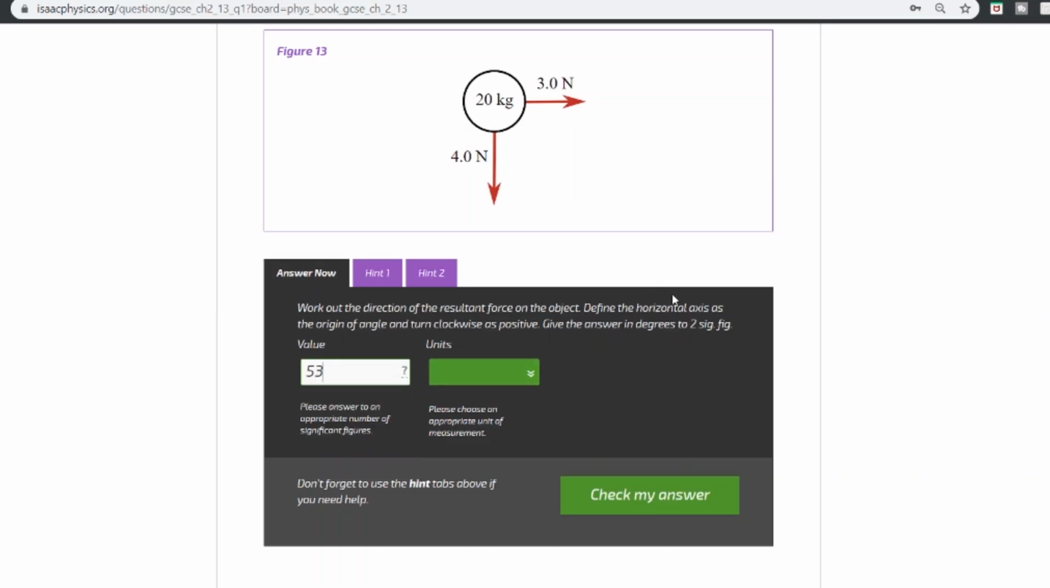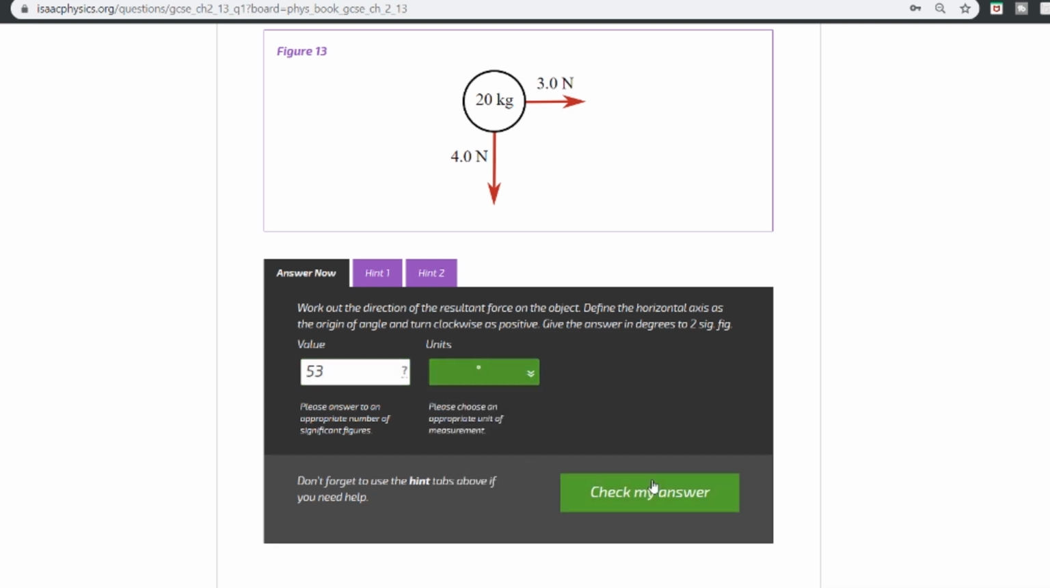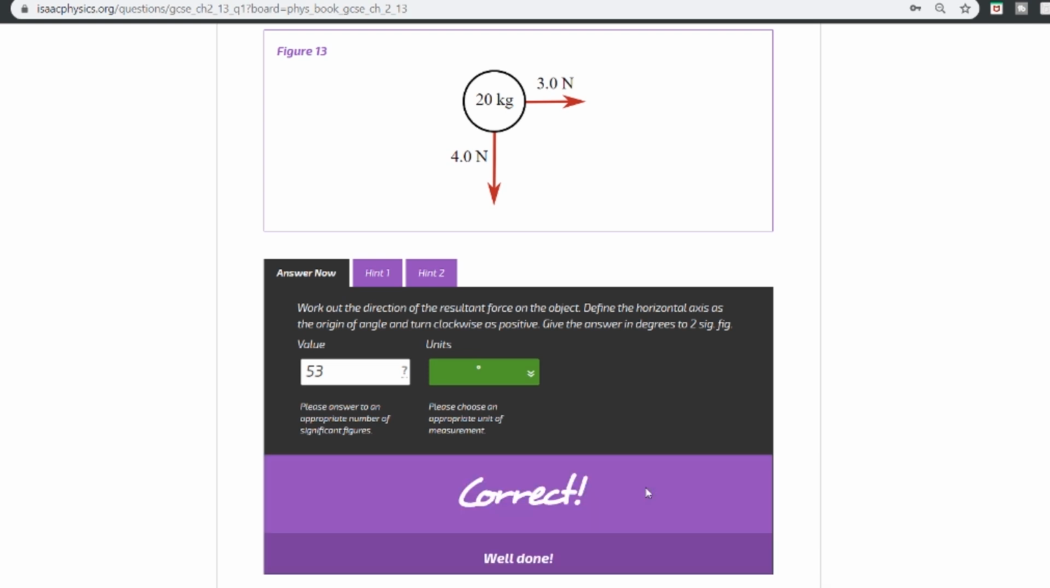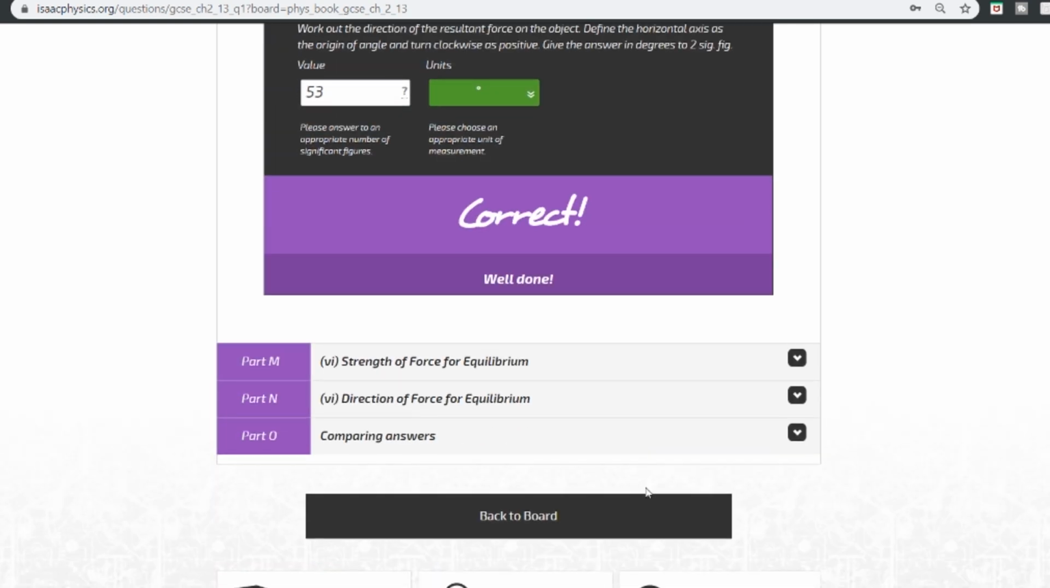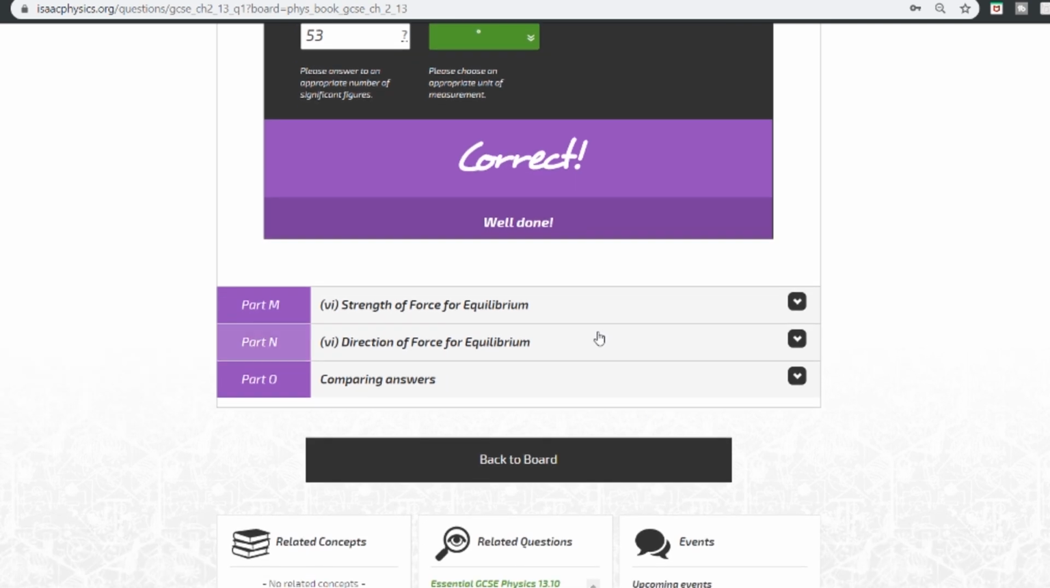Okay, so we said the angle was 53 degrees. And it says up here to answer to 2 significant figures. Because it's an angle, there's a degrees sign there. Check my answer, correct, phew. It's always nice when you get a harder one correct.